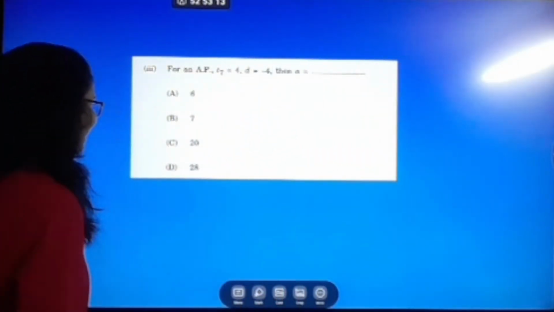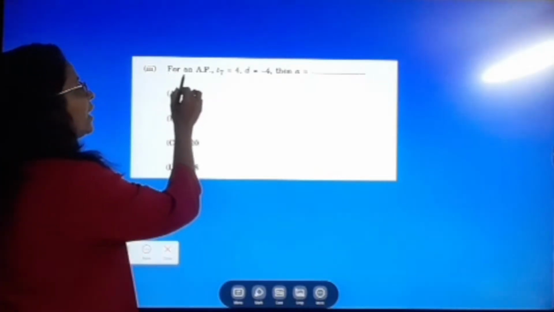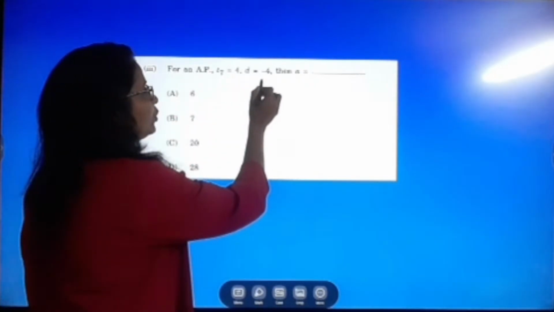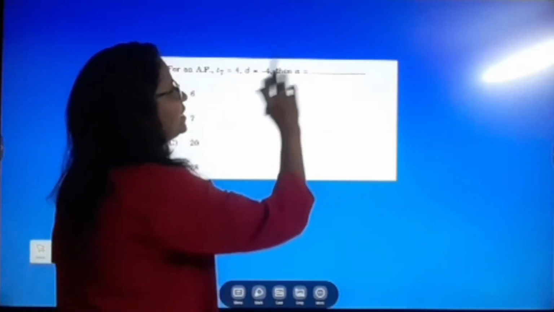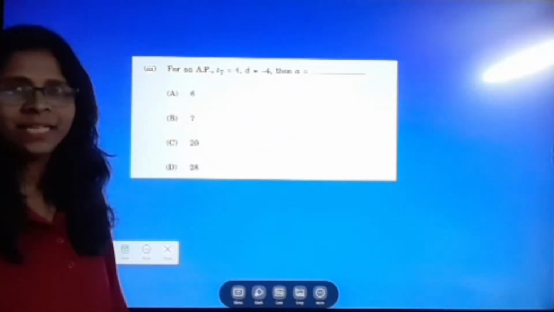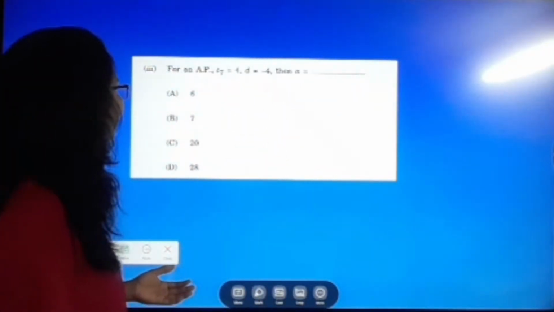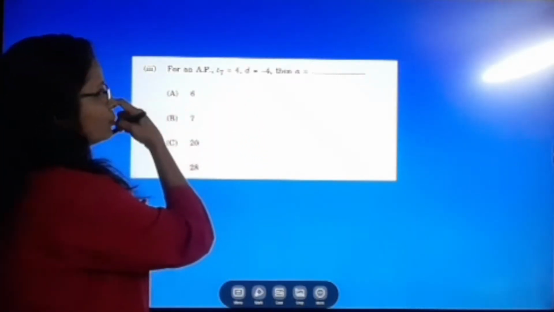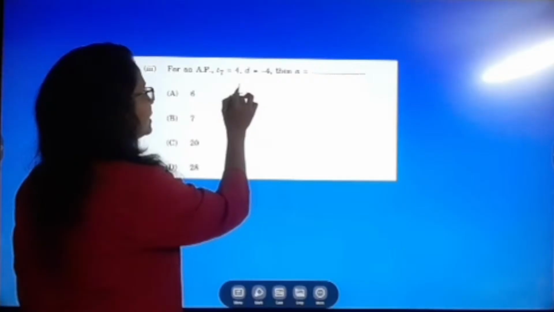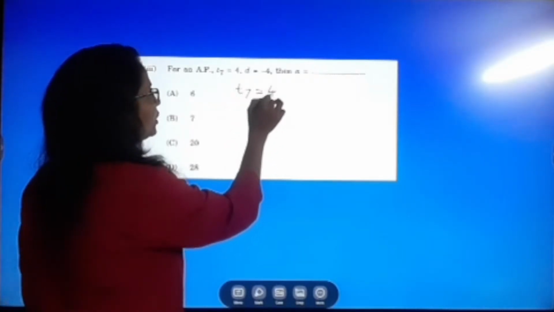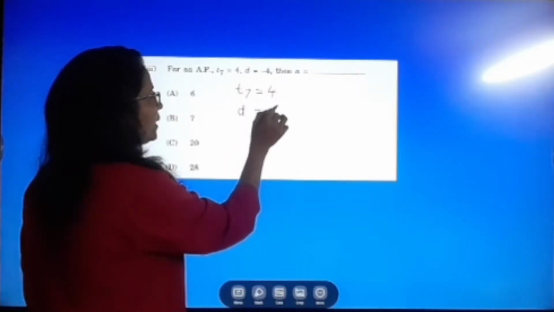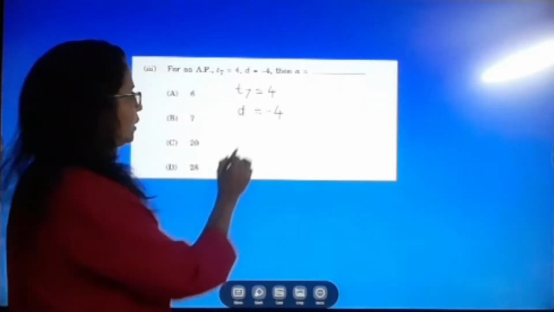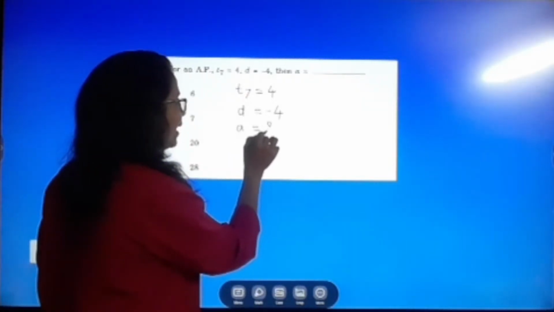Okay, so here students, the next question, that is the third question: for an AP, T7 is equal to 4, D is equal to minus 4, then A is equal to question mark. Now here students, T7 is equal to 4, D is equal to minus 4, and we have to find out the value of A.